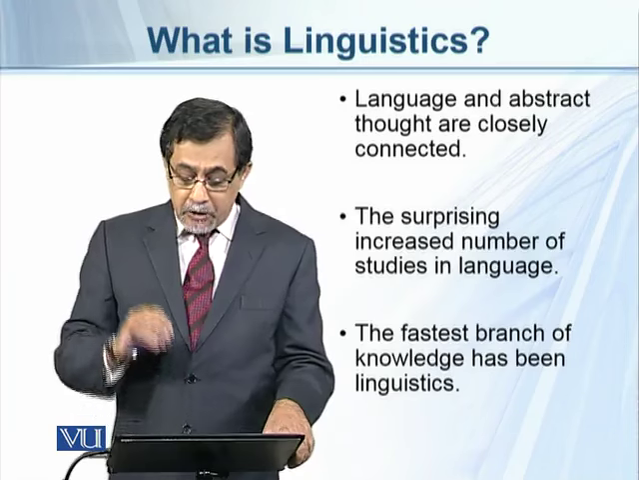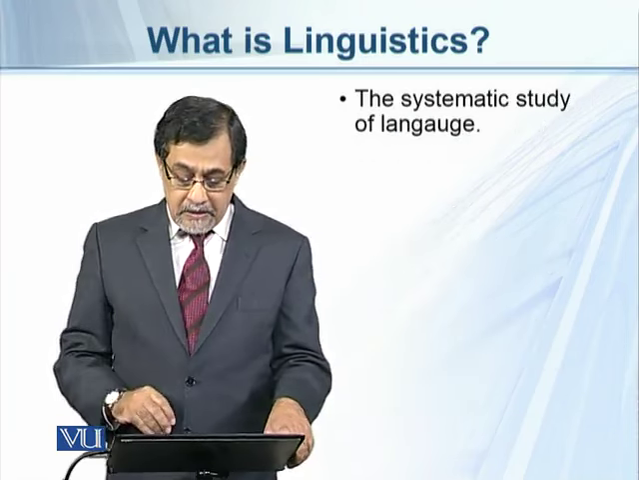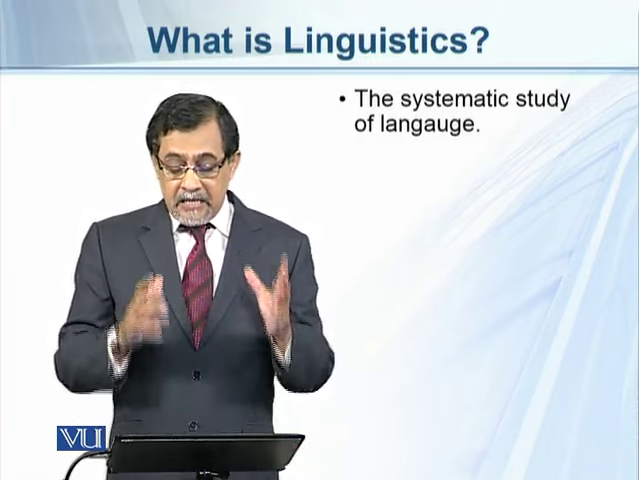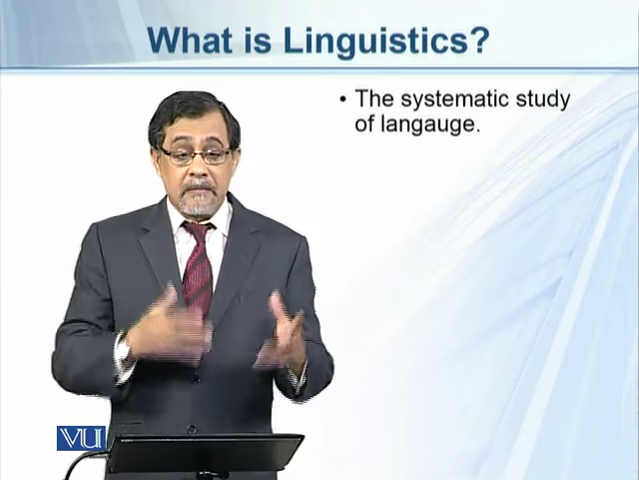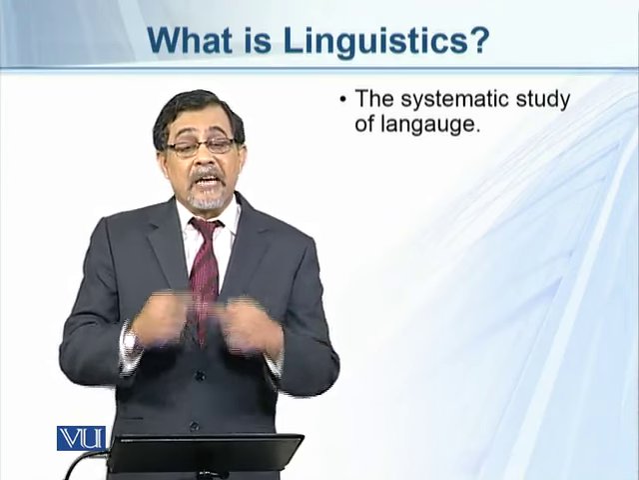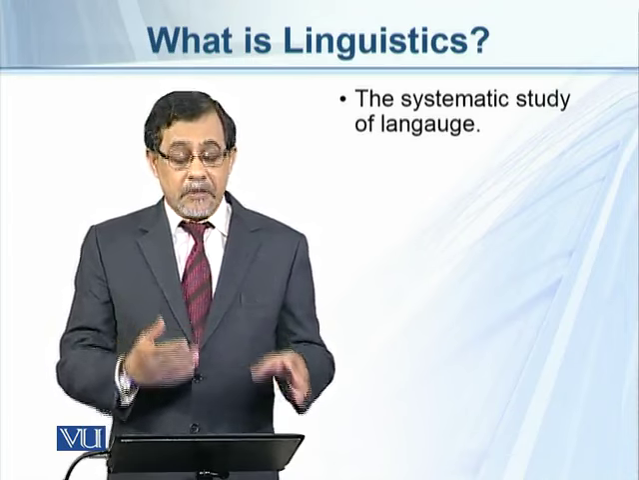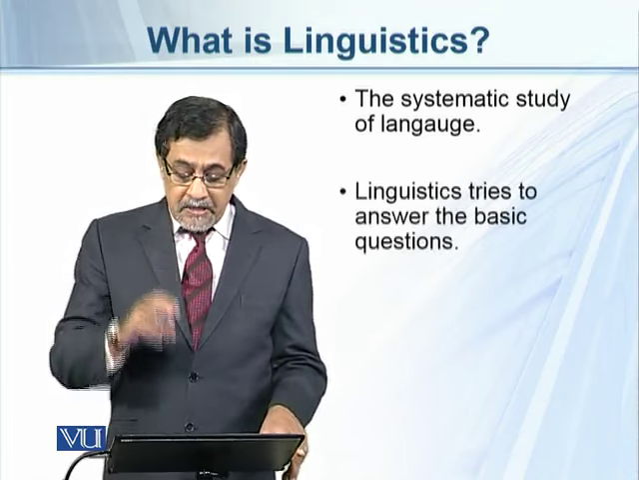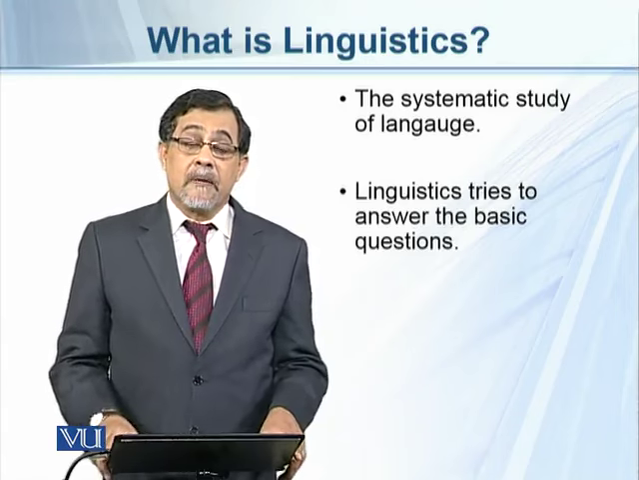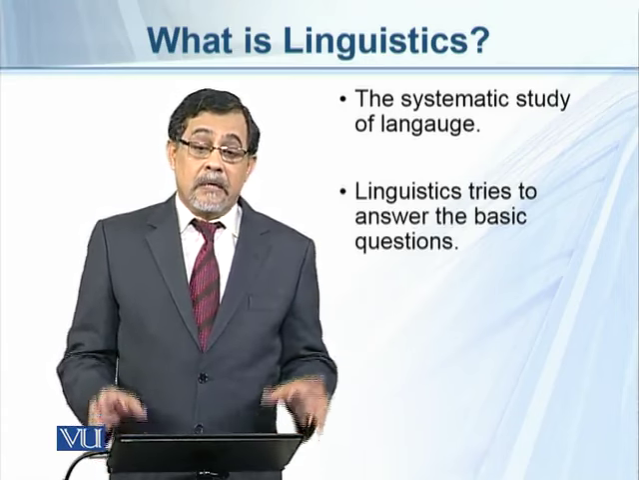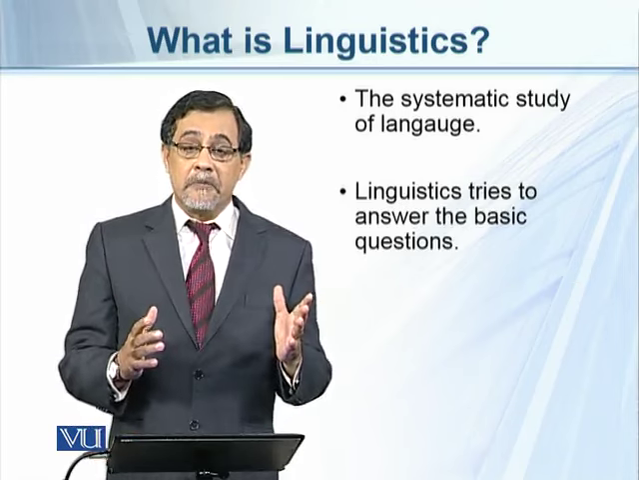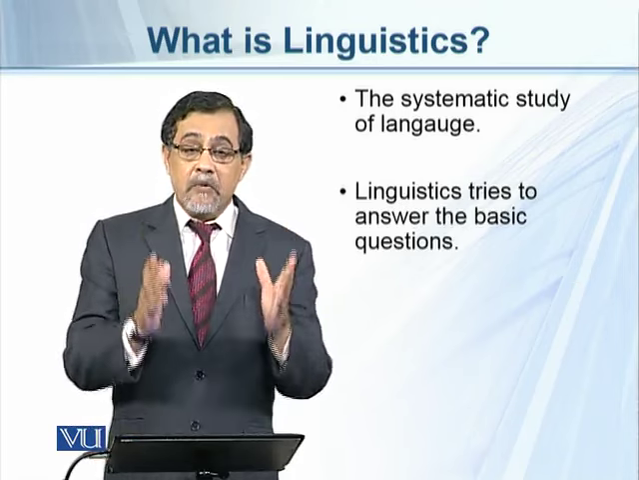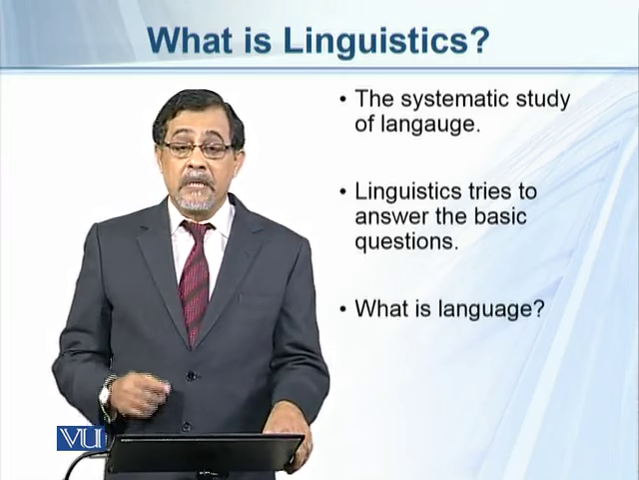So the fastest growing branch of knowledge has been linguistics. So we can say that the systematic study of language is linguistics. It has also been called the scientific study of language. Linguistics tries to answer the basic questions. When a linguist discusses language, he has certain questions before his mind and he wants to seek answers to those questions. For example, what is language?